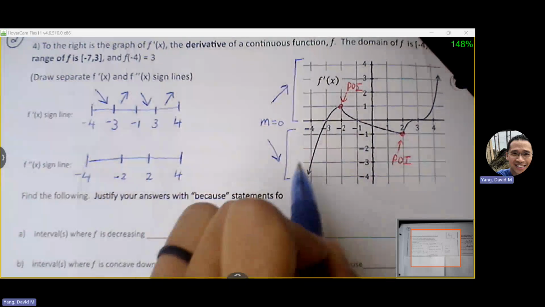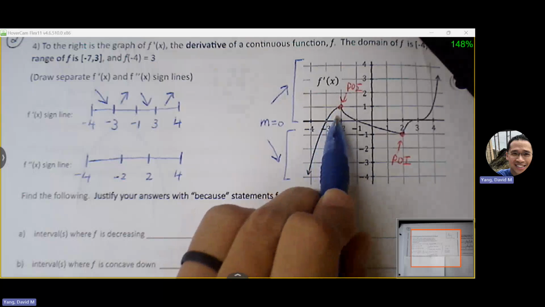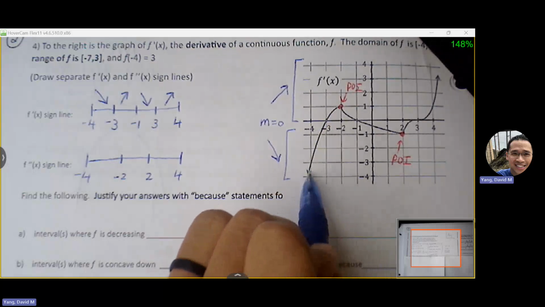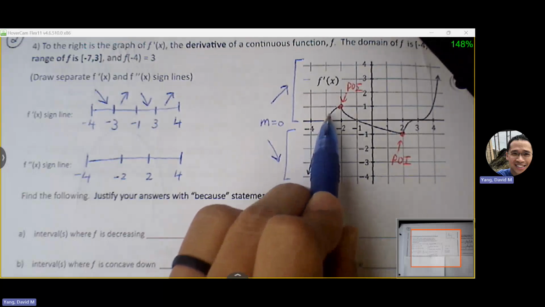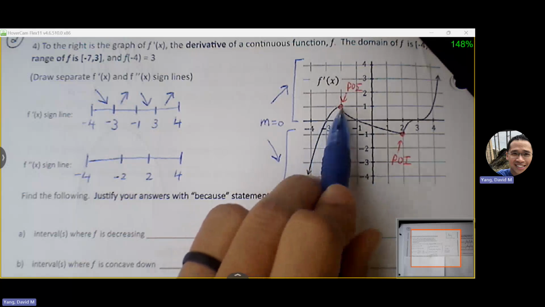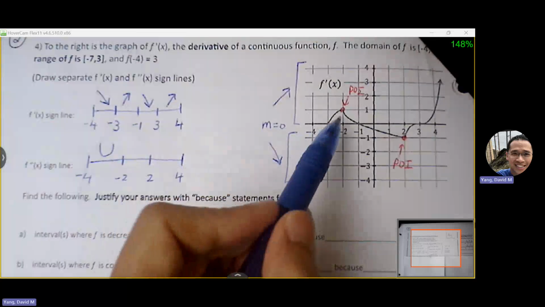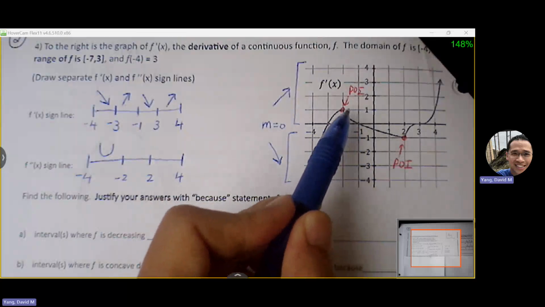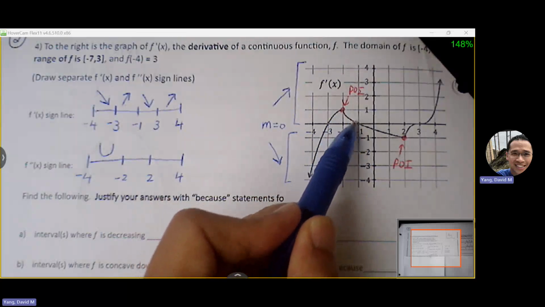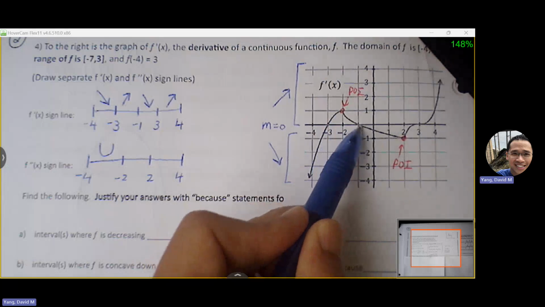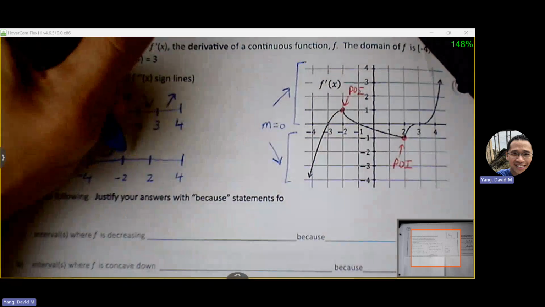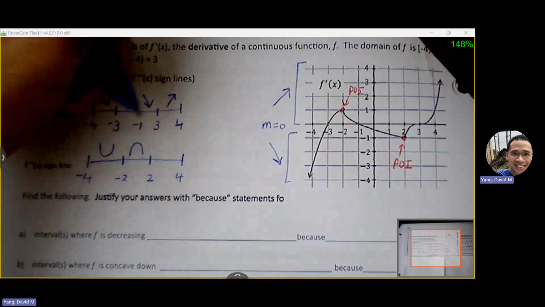Between -4 and -2, now look at the rise. So here my slope is moving in a positive direction. That's going to translate to my original graph showing a concave up shape. Between -2 and 2, the fact that my f prime is decreasing means my slope is becoming more negative. That's going to translate to my graph showing concave down.